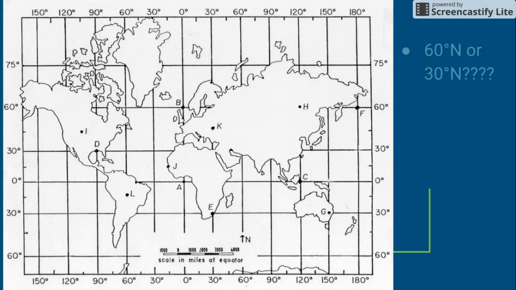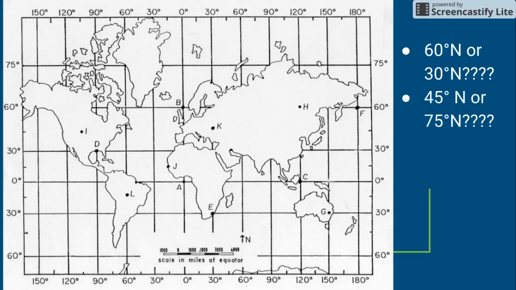So if the question is which one is further north out of these two, if you look at a map, it makes a lot of sense. 60 degrees north is higher, it's more north. The higher the number, the more degrees away from the equator it is. So that would mean that 60 degrees north is 60 north of the equator. 30 north is only 30 north of the equator, so obviously 60 is more north out of the two.